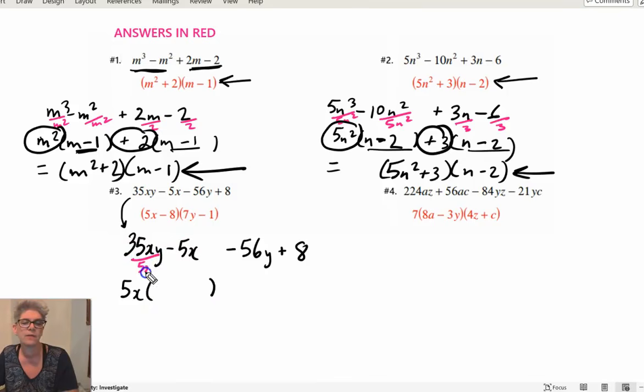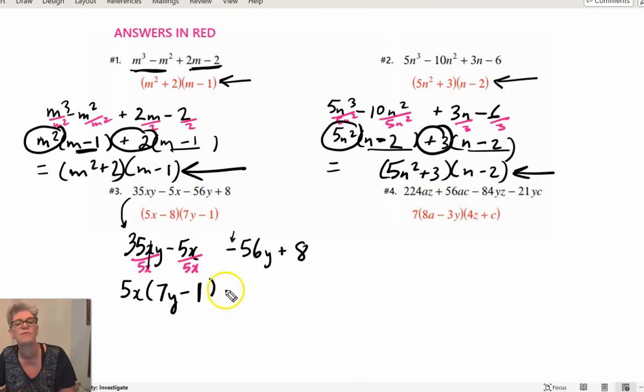And what are we left with? Well, what you're left with to go inside those parentheses is if you divide each term by what you factored out. So 35 divided by 5 is 7. And then the x's cancel, and then I'll be left with a y. So I'll get a 7y for that first term, then minus, and the 5x's cancels completely, and so I have that. Okay. Now, this is really important. This is where this third one is different from the previous 2 that we just did. Our leading term, the first term there, has a negative sign in front.